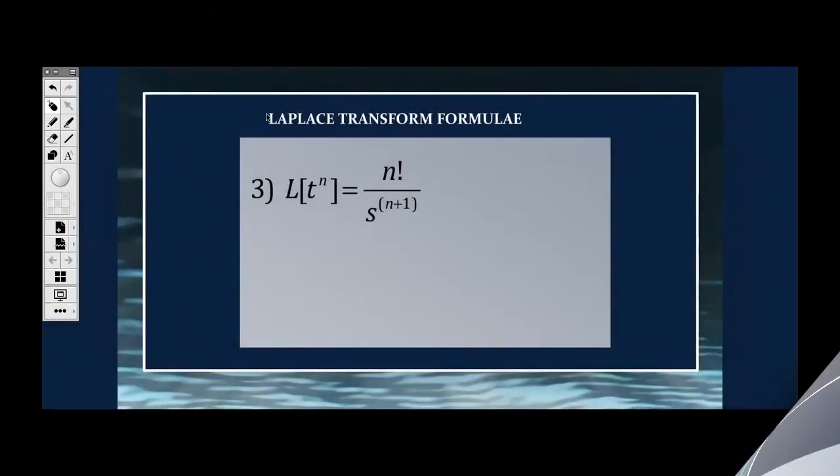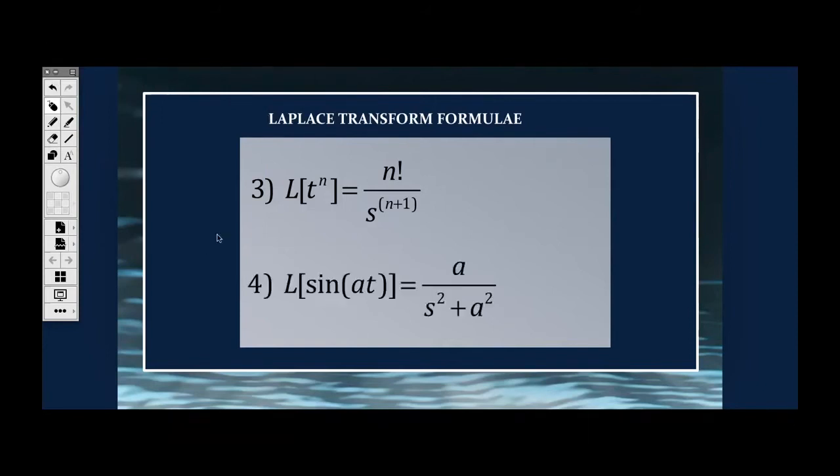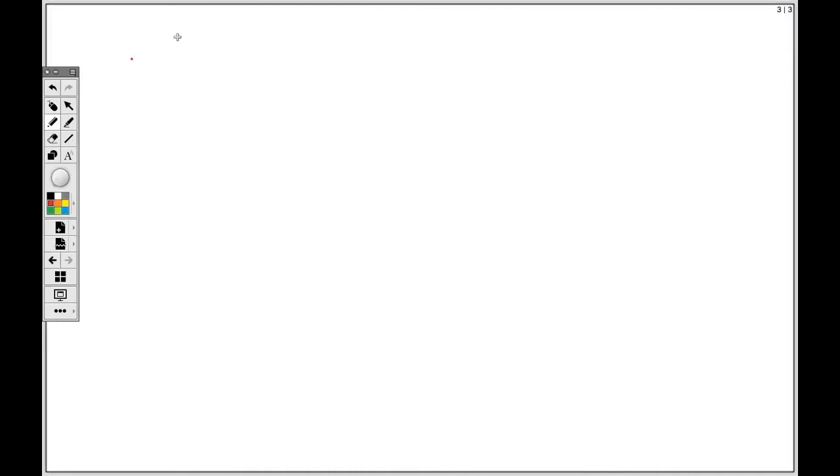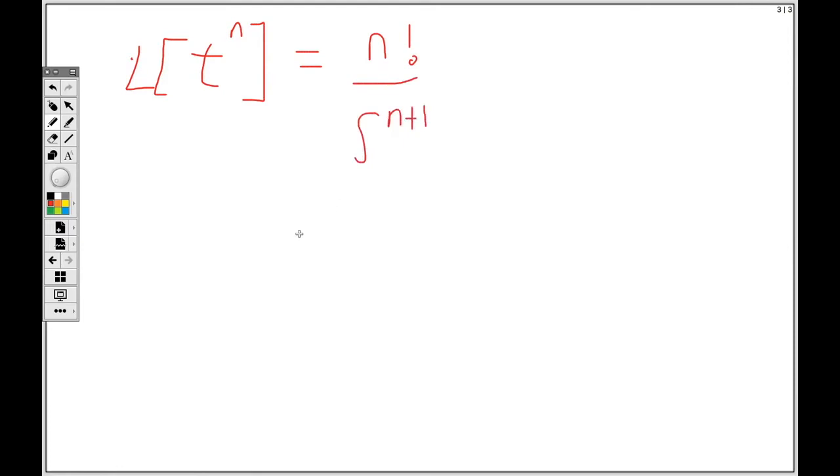We also know that the Laplace transform of t raised to some power n will be n factorial over s to the n plus 1. And we know that the transform of sine at is a over s squared plus a squared. So I'll be looking at the Laplace transform formula number 3, where we have the Laplace of t to the n equal n factorial over s to the n plus 1.